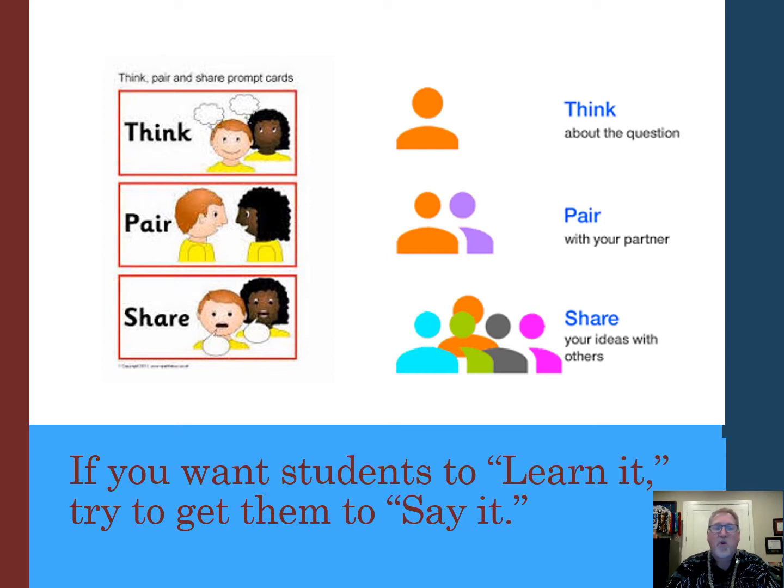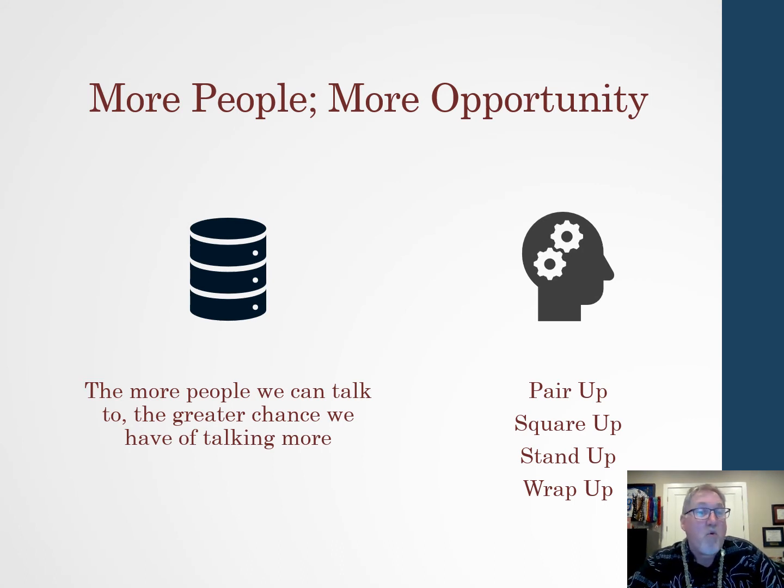So think of all the different ways, for online and in-person classroom teaching, that we can get students to talk. The whole idea of think, pair, share is first I'll talk to myself, I'll write it down, I'll think, and then I'm going to pair up and then maybe square up and we're going to share. If we really want students to learn something, let's try to get them to say it as many times as possible. That's why I really like pair up, square up, stand up, wrap up. So the more people, the more opportunity. Just like the higher level the question, the more things we have to say about it.